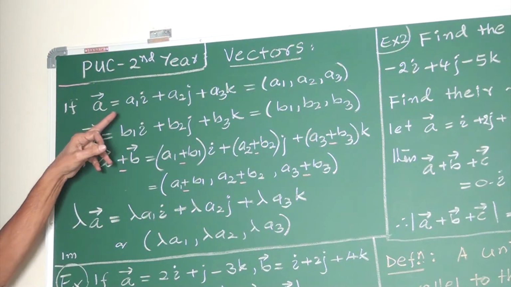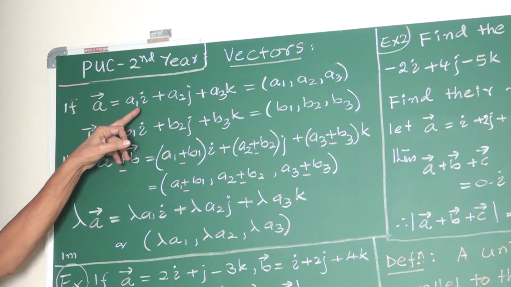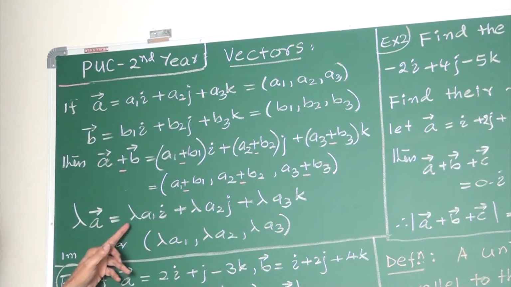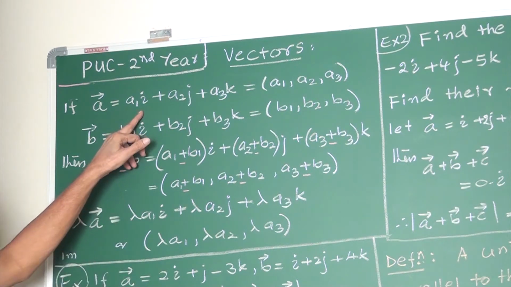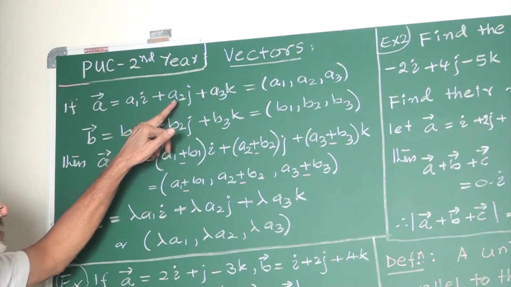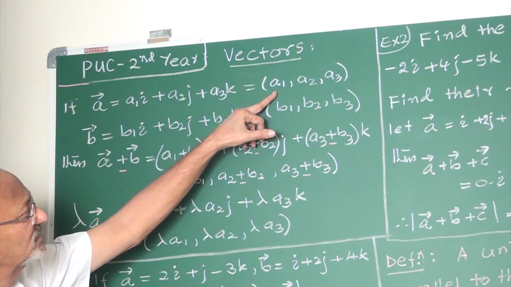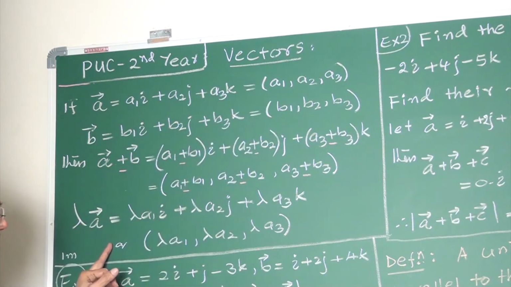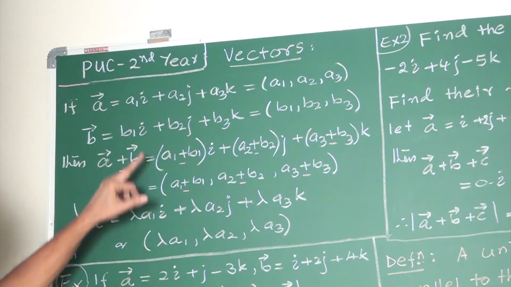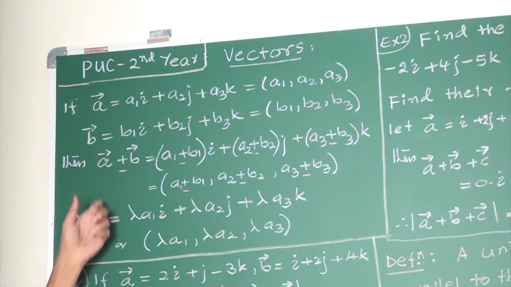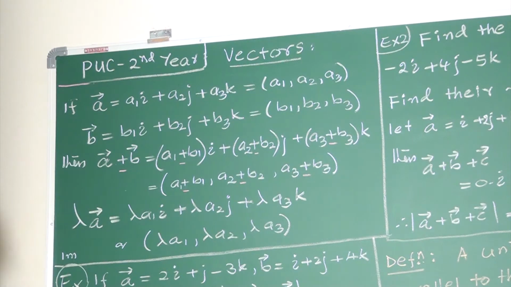Lambda into vector A. Multiply. Lambda A1 into i. You have to multiply each scalar component by lambda: lambda A1 into i plus lambda A2 into j plus lambda A3 into k. You have to multiply these coordinates by lambda, or lambda A1, lambda A2, lambda A3. This is one basic result, my friends. Based on this result, I have done some examples.